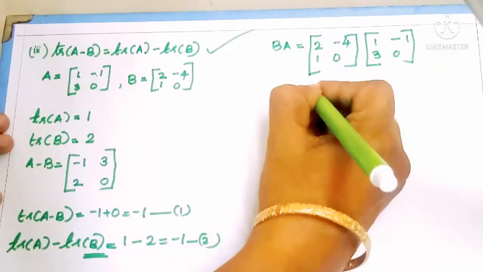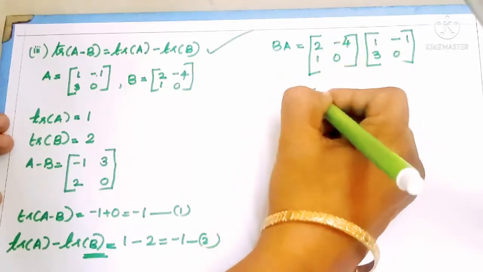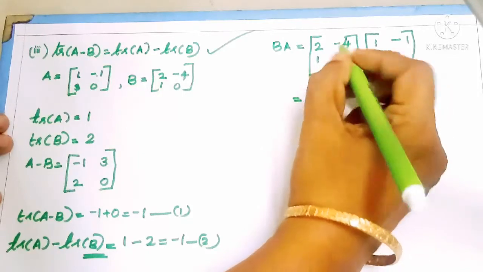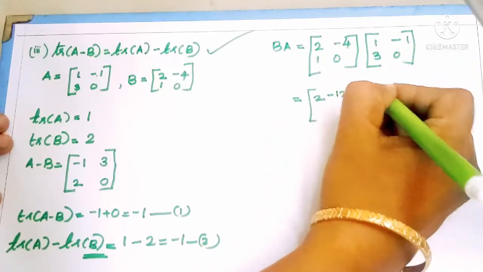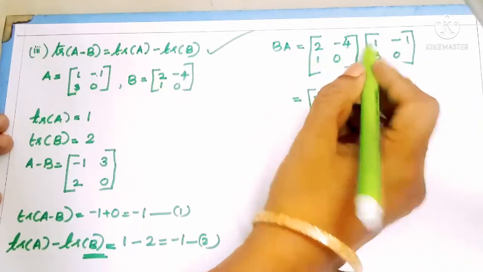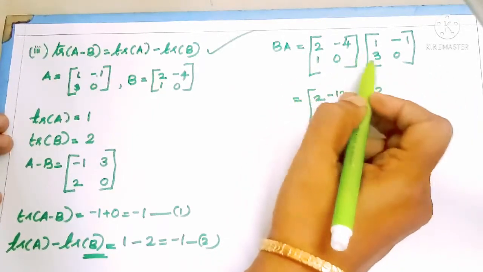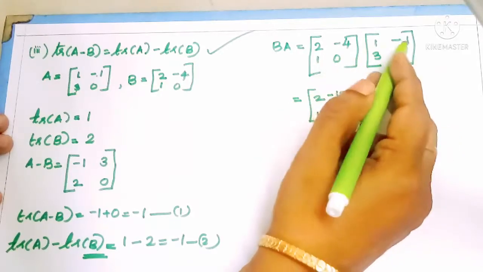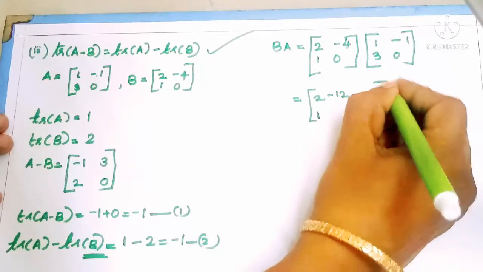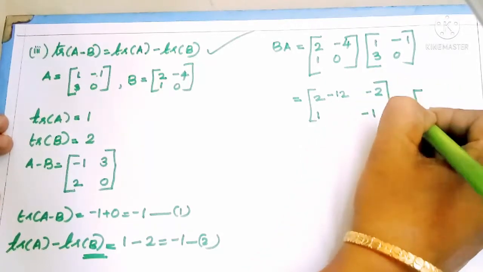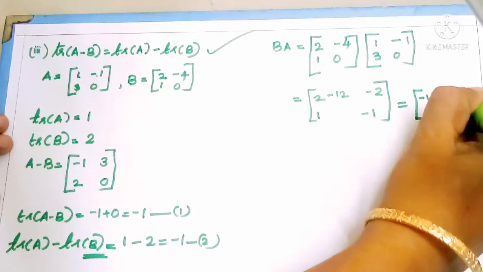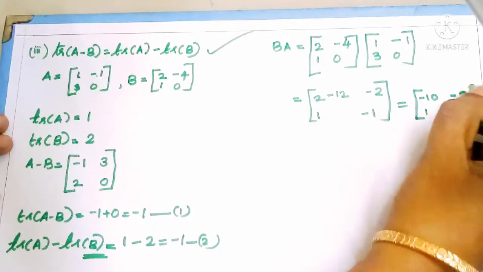So we can multiply. 2 into 1 becomes 2. Minus 4 into 3 becomes minus 12. Then 2 into minus 1 becomes minus 2. Minus 4 into 0 becomes 0. Then 1 into 1 becomes 1. 0 into 3 becomes 0. 1 into minus 1 becomes minus 1. 0 into 0 becomes 0. So we will get 2 minus 12 is equal to minus 10, minus 2, 1, minus 1.